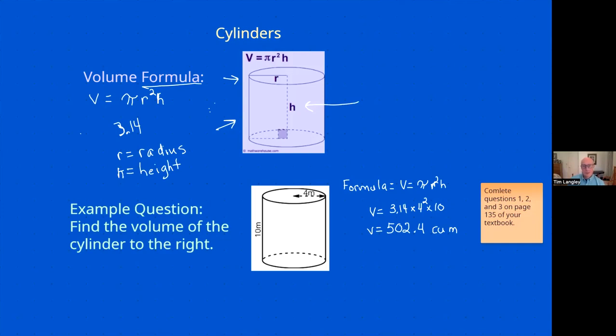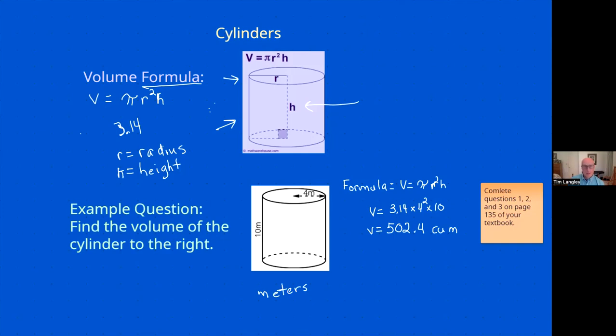Let's take a look at our sample question. Find the volume. Notice we're saying volume now. That's our new word. Find the volume of the cylinder to the right. So I've got this pop can, and we'll say that this M stands for meters. It's 10 meters tall, and it's got a radius of 4 meters. The diameter would have been 8, but it has a radius of 4.